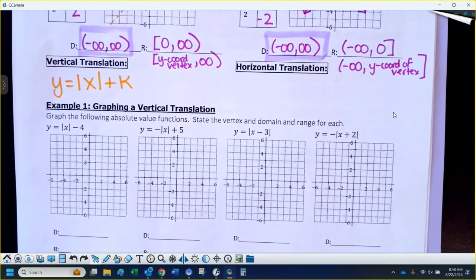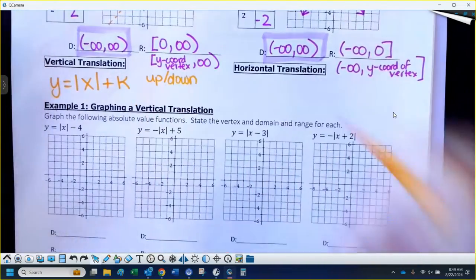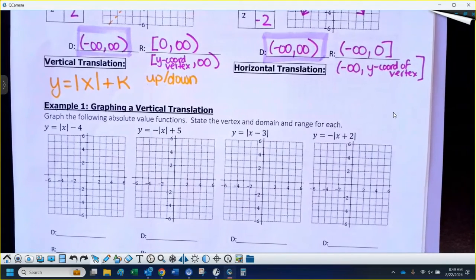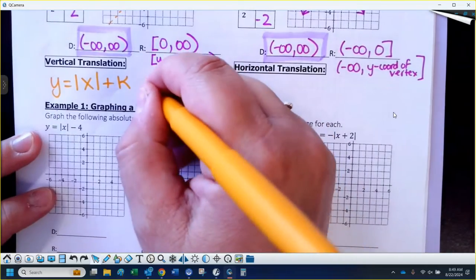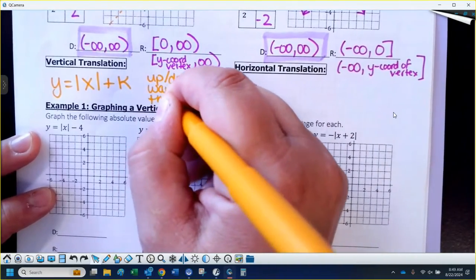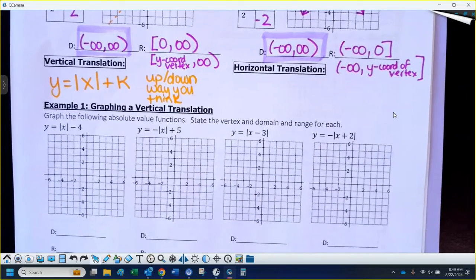the lovely absolute value. Now, if you have a vertical translation, we're going to either go up or down. It's going to shift the graph. The y-coordinate of the vertex is basically what that is. Now, we're going to go up or down, and I'm going to write the way you think. All right, so if it's like plus 5, we're just going to shift everybody up 5 spots. If it's minus 6, we're going to shift everybody down 6 units.